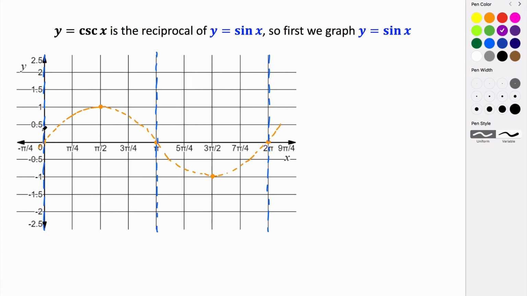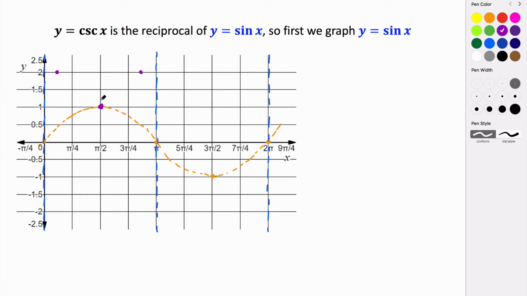Then at pi over 2, we have a value of 1. If we take the reciprocal of 1, it's still 1. So this point is on both the sine and cosecant curve. If you take a look at pi over 6, we know the value is 1/2. If you take the reciprocal of that, you're going to get 2. So at pi over 6, the cosecant is going to be 2. And then at 5 pi over 6, it's also going to be 2.